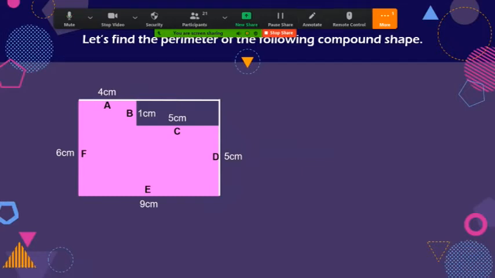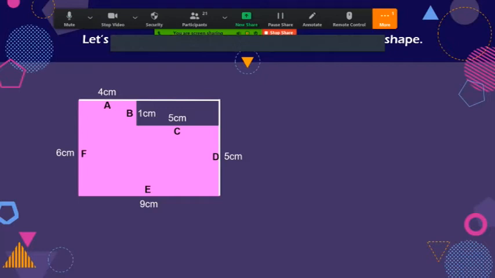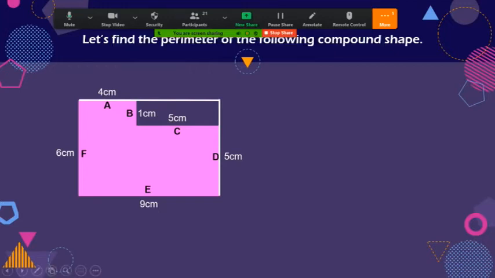If we add 4 and 5, we have 9. So 9 minus 4 is 5. Yes, that's correct. Now both sides are equal, 9 and 9, because this one is actually a rectangle. Now that all the sides have measurements, we can now find the perimeter. We can now add all the sides.